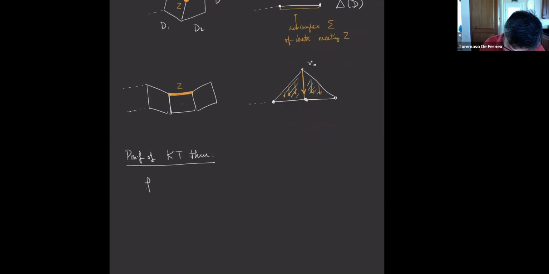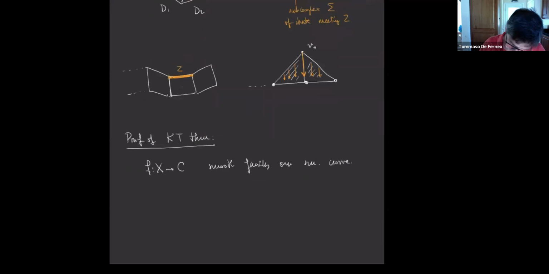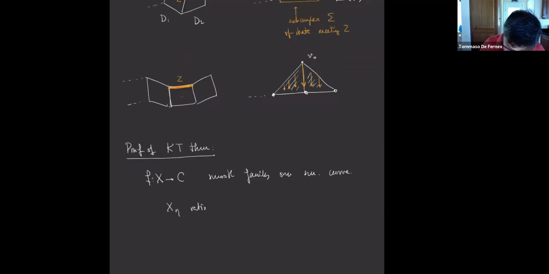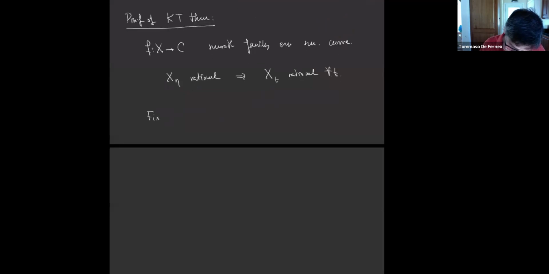which again states the following. Let X to C be a smooth family over a smooth curve. And then the generic fiber is rational. This implies that every closed fiber is rational. Okay. So what I'm going to do is I just fix one closed point. I call it 0 now.